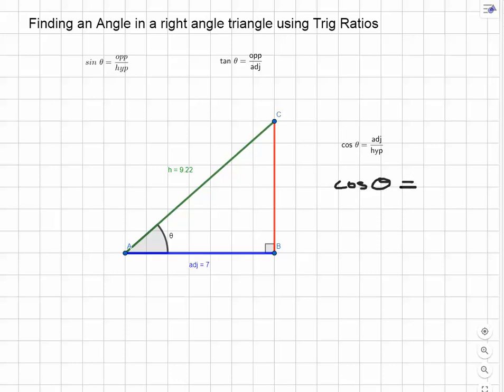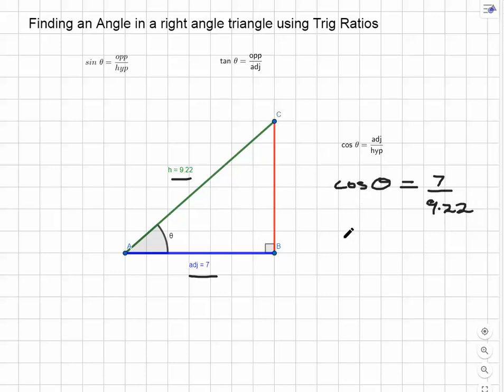So we write down cos theta. Now we substitute the values in. Well, adjacent is 7, and the hypotenuse is 9.2. Just have to live with my writing on here. It's very thick. I don't know if I can change it. Probably can somewhere. I'll have to look into the setting.